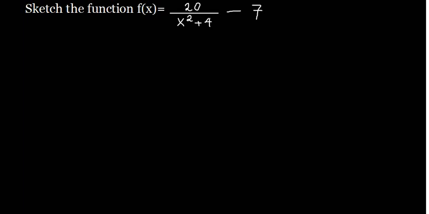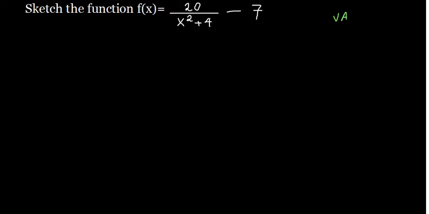Sketch the function f(x) = 20/(x² + 4). It is a rational function, so find the vertical asymptote and also the horizontal asymptote. As long as the highest power down is greater than on top, the horizontal asymptote is y = 0. If I equate the denominator to 0 to find the vertical asymptote, I will not be able to find any, meaning that there is no vertical asymptote.